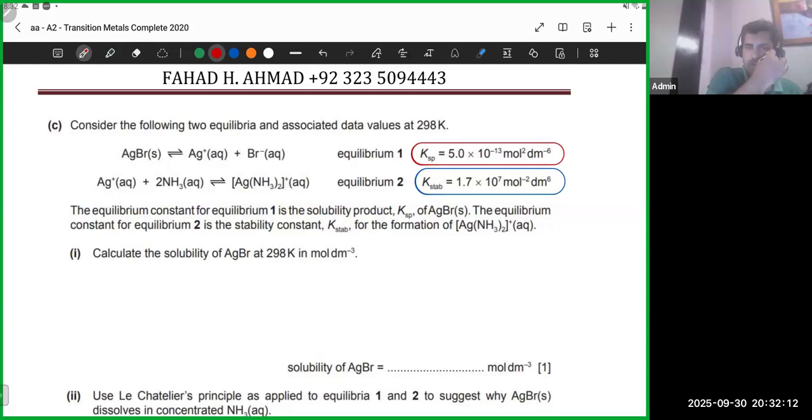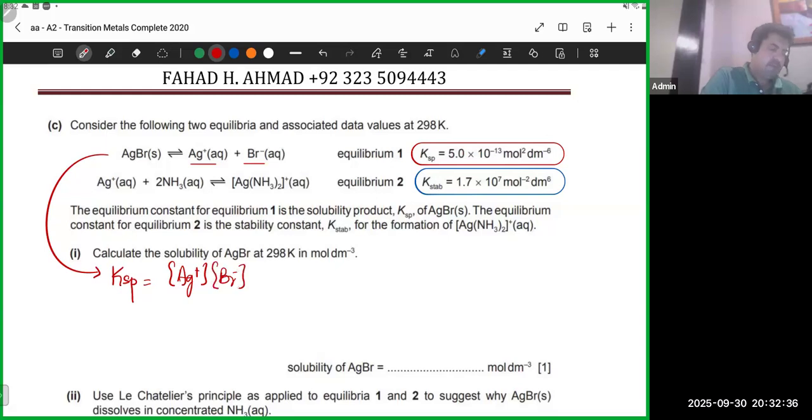Okay, what was KSP? So KSP was when a salt dissolved, right? It was the equilibrium constant of a salt dissolving in a saturated solution. So it's going to be product concentration, Ag+1 and Br-1, divided by the reactant concentration, which is AgBr solid. You don't write solids in the expression, okay? So that's what KSP is.